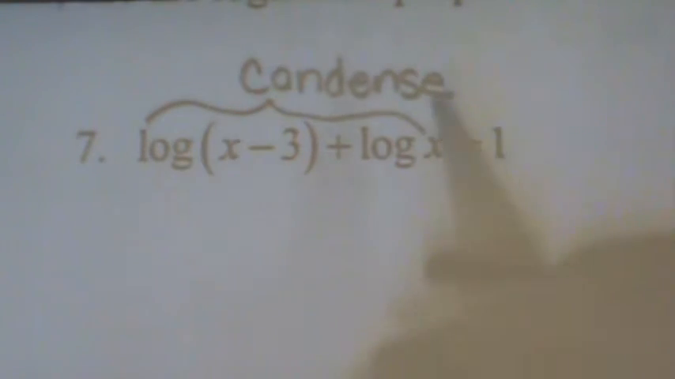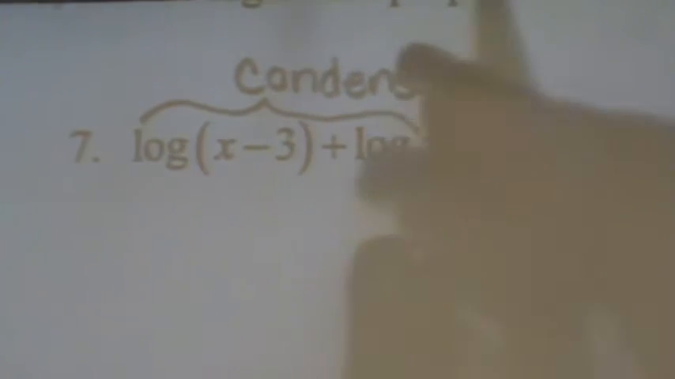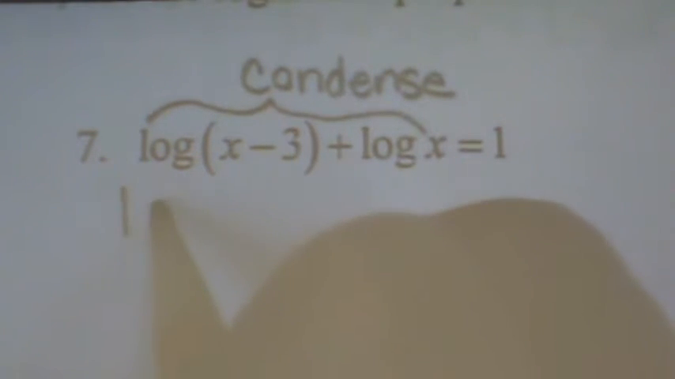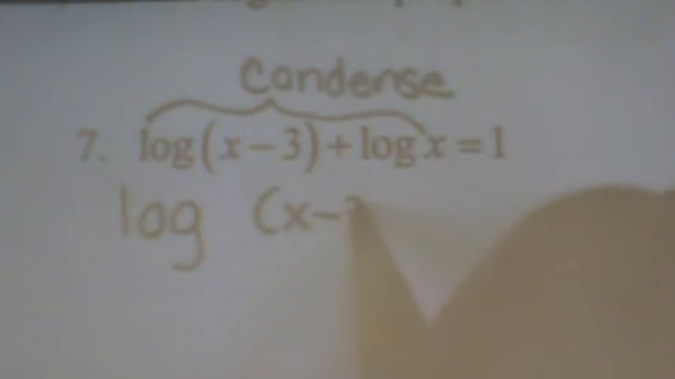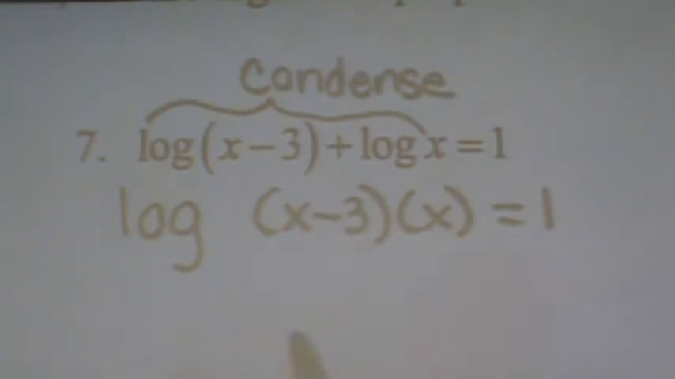How about number 7? How am I going to condense? I want to condense this side right here. I need to condense it. What property did we use yesterday that involved a plus sign? What was the property? So what do I write on this side? x minus 3 times x equals 1.